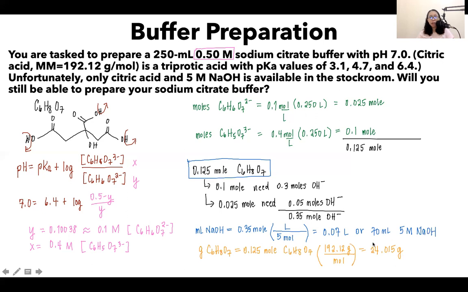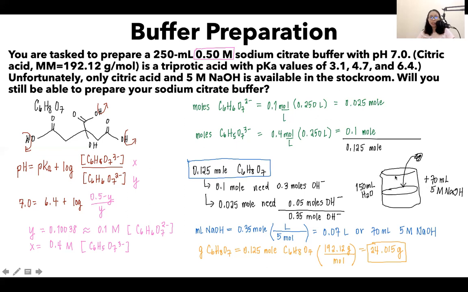So how do you prepare this? You weigh your solid citric acid and dissolve it, let's say, first in 150 ml of distilled water. So you have your solid citric acid, dissolve it. After dissolving your solid citric acid, you add your 70 ml of 5 molar sodium hydroxide solution. You stir it again, check the pH.